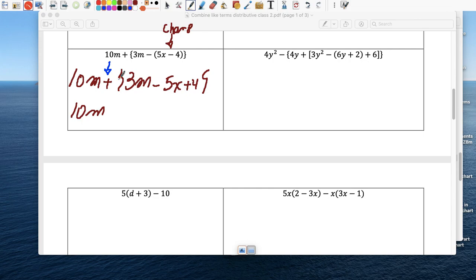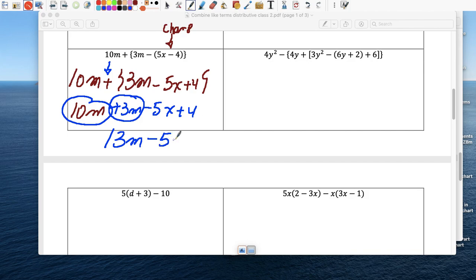So everything inside does not change. So 3m comes out of 3m, the negative 5x comes out of negative 5x, and the positive 4 comes out of positive 4. Now I can combine this guy and this guy, which gives me 13m minus 5x plus 4.